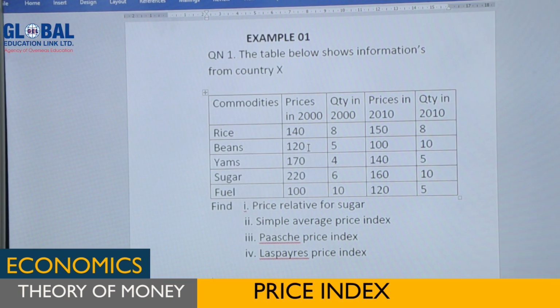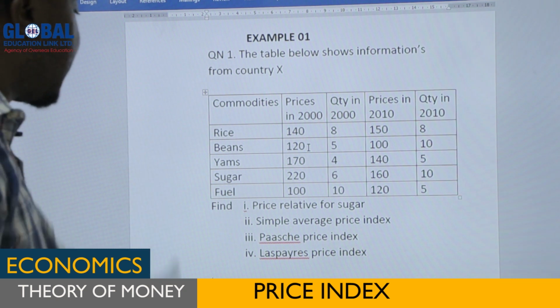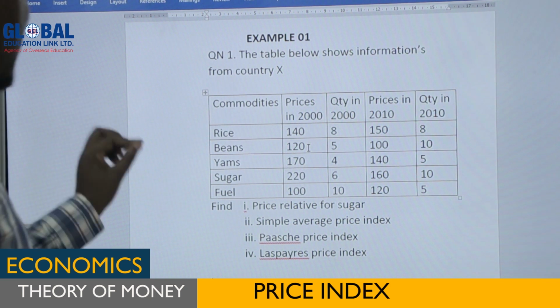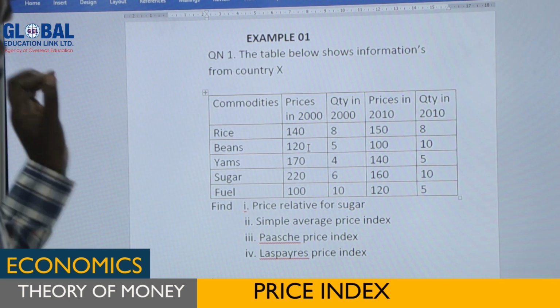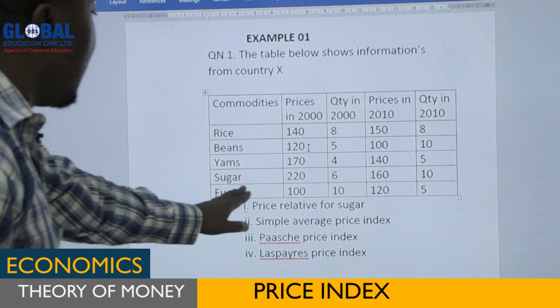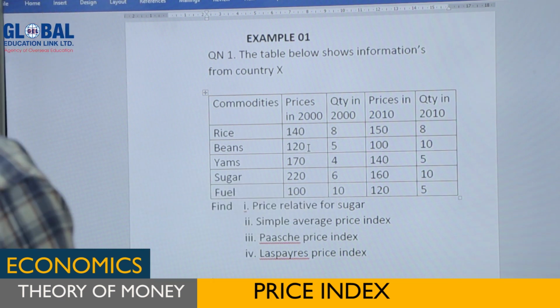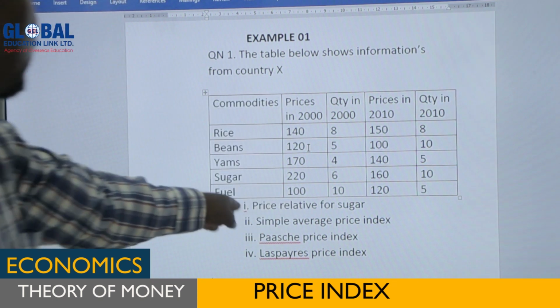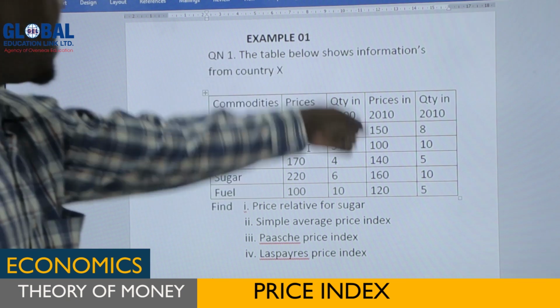So we have seen different items on how to calculate this index. Now the question is, find the price relative for sugar. It means only the price relative for sugar, not any other commodity. For this first case, we said price relative is equal to PN over PO times 100. Recall what we did. We check for sugar. 2000 is the base year and 2010 is the current year.